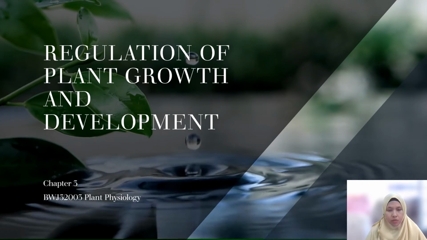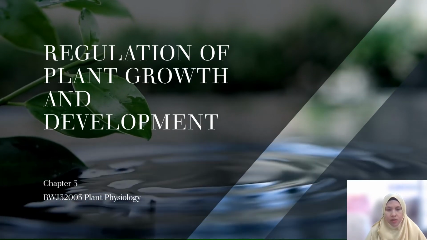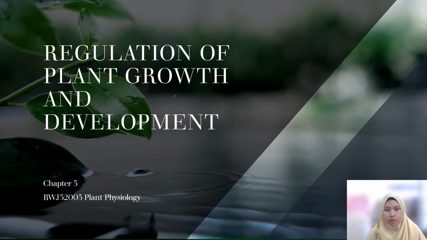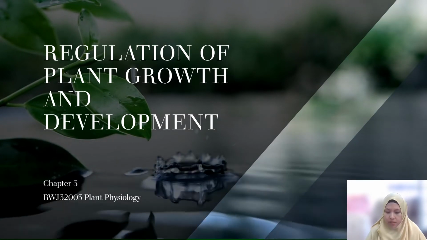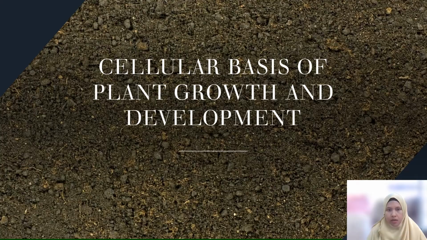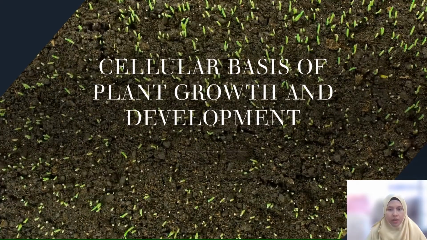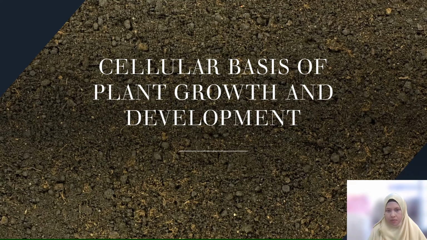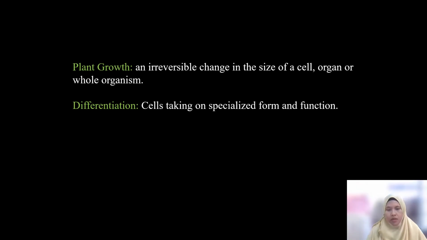So this is BWJ 32003 Plant Physiology, and today we're going to learn chapter 3, the first subtopic, which is the cellular basis of plant growth and development. So before that, let's have a look at the definition of plant growth.